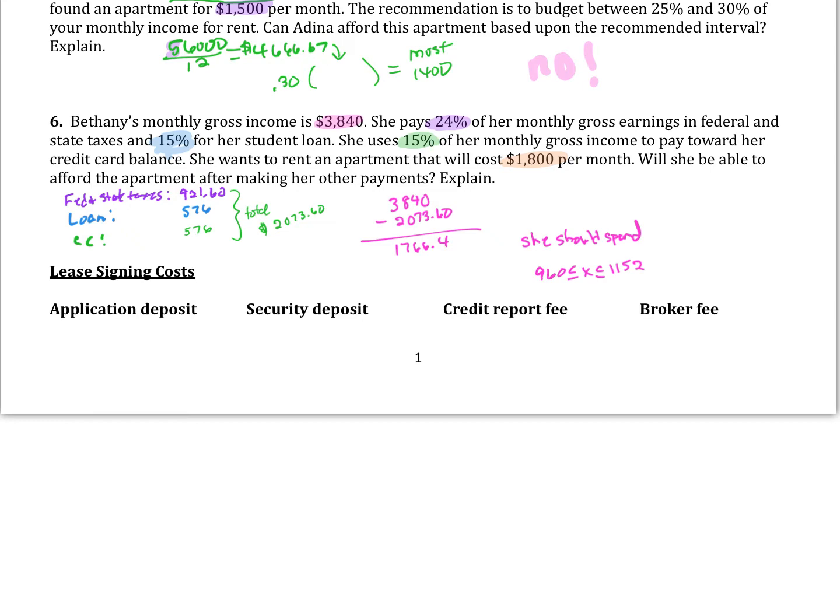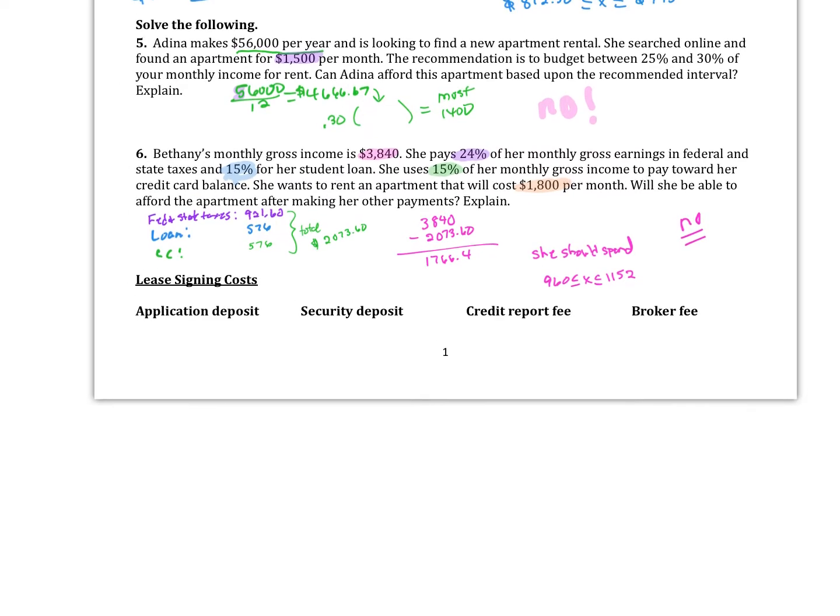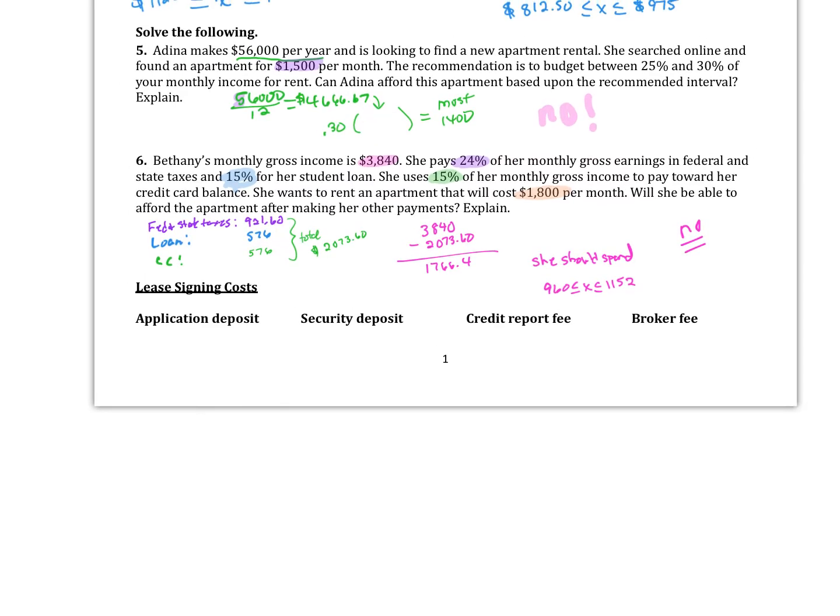So what do you think? Can't afford it. Not really, can she? Wait, should you still do the interval after? You wouldn't have to for that. I put it on there just to, like, say that number was like 1,800 something, and then the interval was less, would you still say no? Because it says, will she be able to afford it after making the other payments?